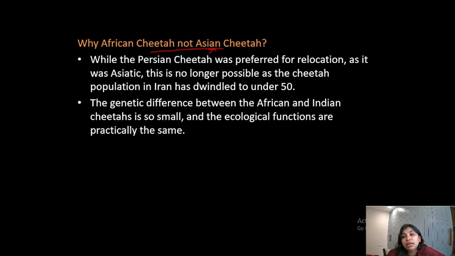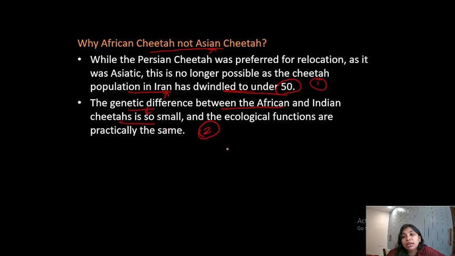There are high chances of them surviving in the Indian subcontinent. But as we discussed, they were only available in central Iran, and that too under 50. That is one reason. And the second, there are chances that the African cheetahs and the Indian cheetahs' genetic difference is very small.